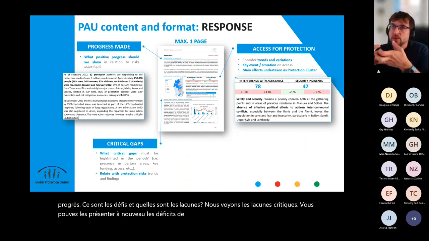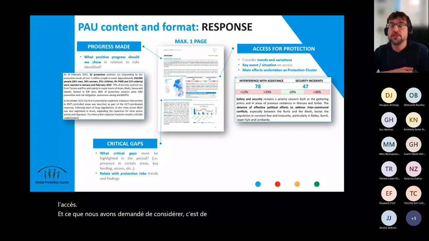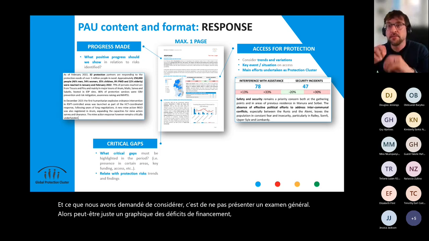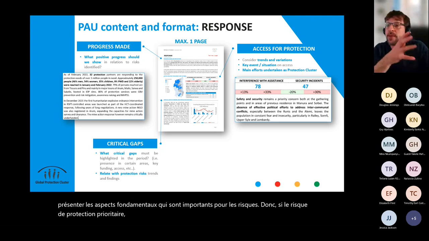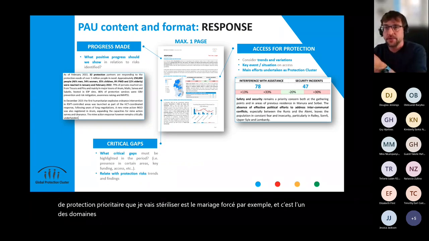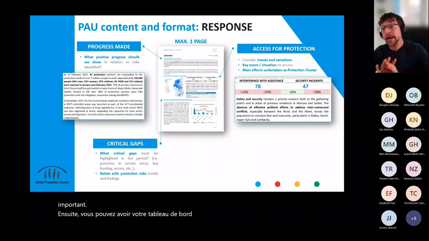What we ask you to consider is to not present a general overview, so maybe just a graph of the funding gaps, but try just to present core aspects that are important for the risks. So if the priority protection risk, I am going to extremize, is forced marriage, for instance, and that's one of the areas where we still didn't manage to have good programming, just focus on that gap. So let's focus on something that is extremely important. Then you can have your dashboard with the 4-5W, with the funding, that can actually back up what you put in the protection analysis updates.